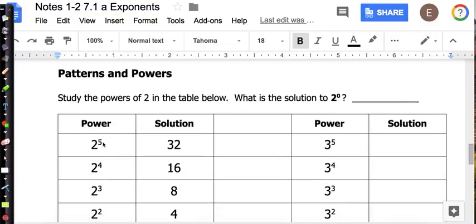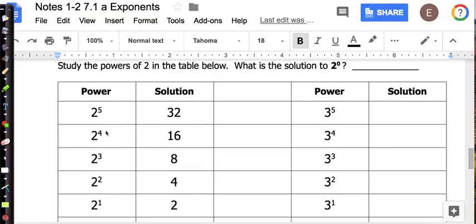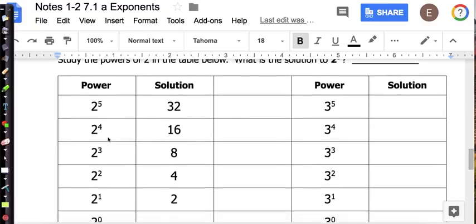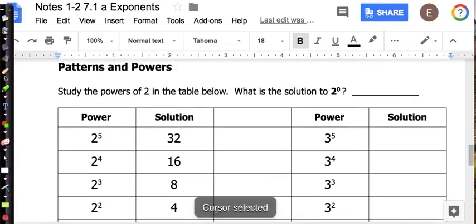Now it says patterns and powers. Study the powers of 2 in the table below. What is the solution to 2 to the 0 power? So let's look here. We have 32, 16, 8, 4, and 2. Hopefully you notice that I'm taking half each time. So what's half of 2? Good, 1. So put in a 1 here, and I have to go back up here. So I'm going to take the answer away really quick. So hopefully you wrote that down. And we also have to put it here as well.